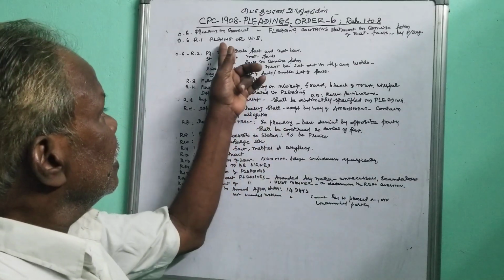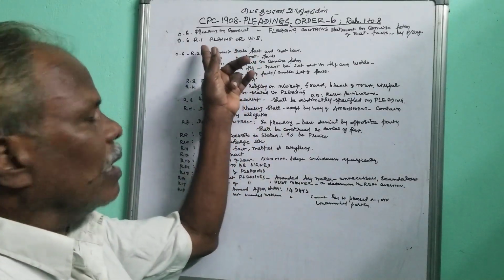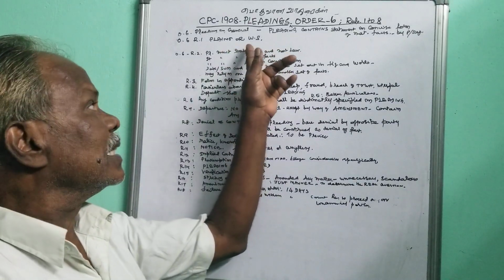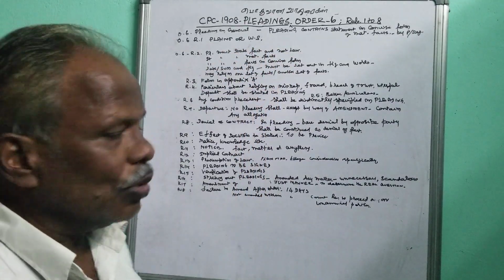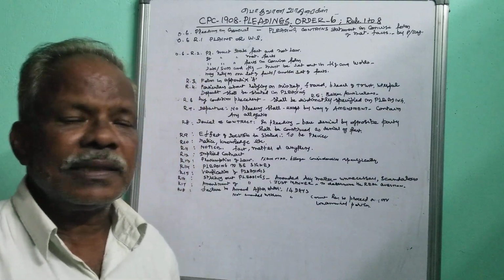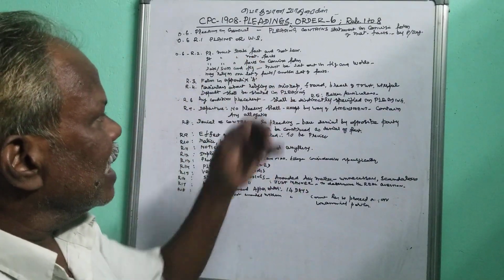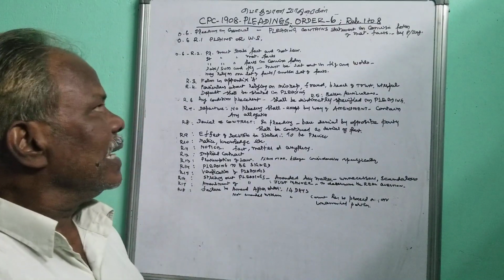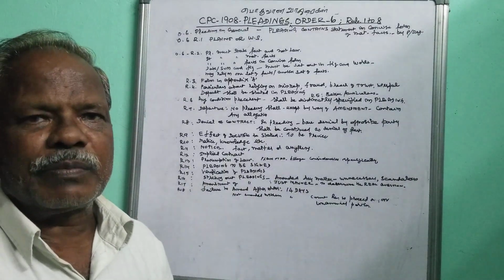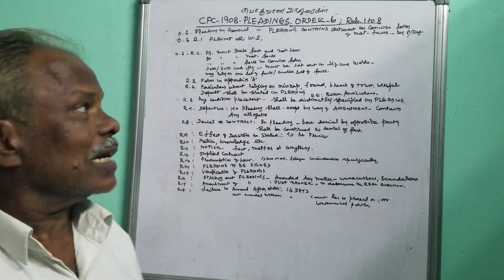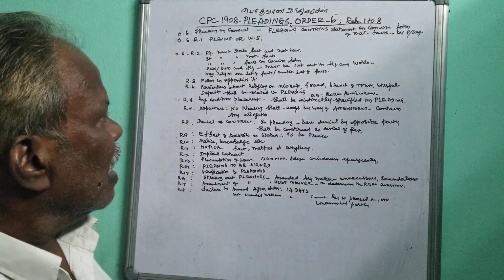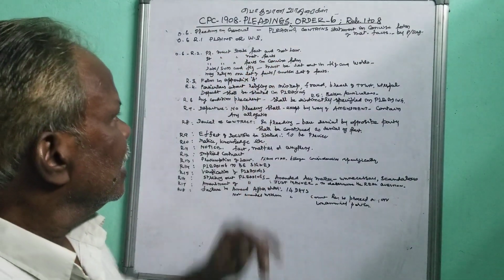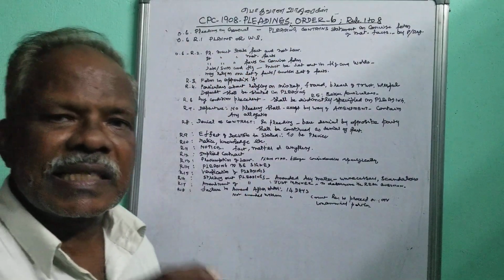Order 6 Rule 1 says about the pleading as well as the written statement. Order 6 Rule 2 states that it must state fact and not law. So the pleading given by the plaintiff must state the facts and not law. It must state material facts, and it must state them in concise form.